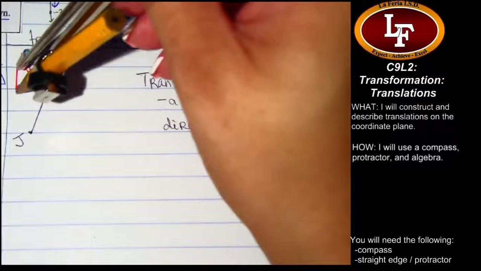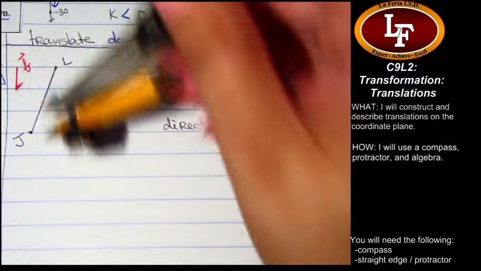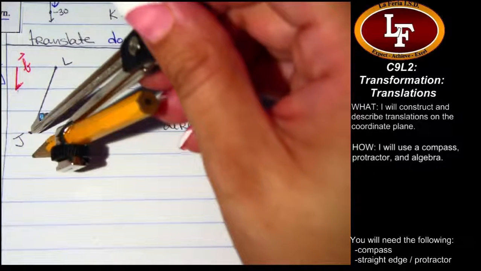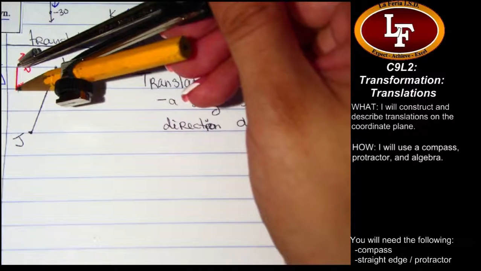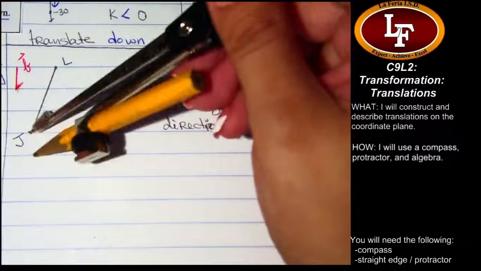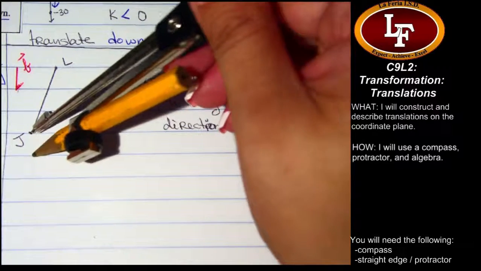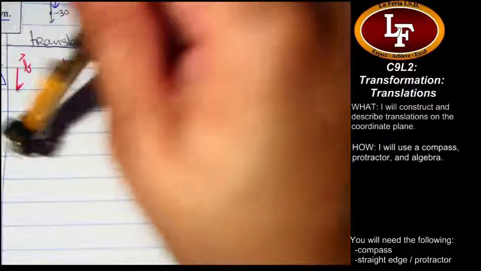All right, here's what we're going to do. We're going to take this distance, and we're going to copy that distance as a circle at each endpoint.